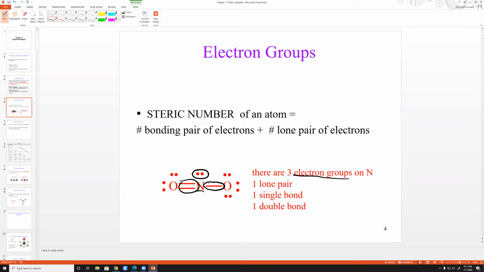So this is what I mean by electron-containing groups. It could be any one of these things, or it could even be a triple bond. It's not that the double bond counts as 2 electron groups, because it's a singular entity that holds a number of electrons, just like the single bond and just like the lone pair. So they all count equally as contributing to the steric number.